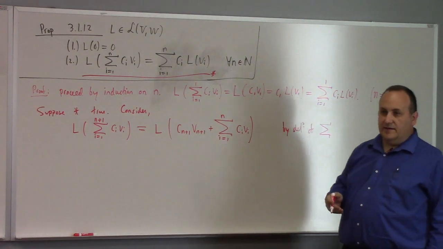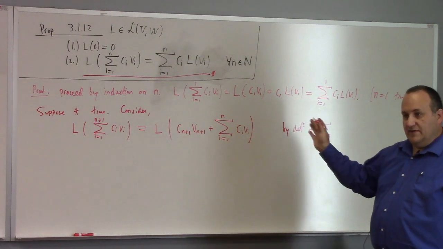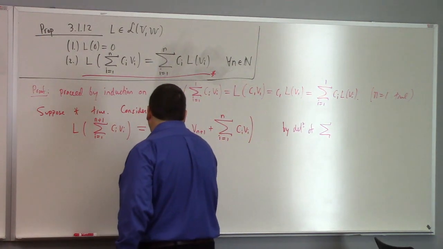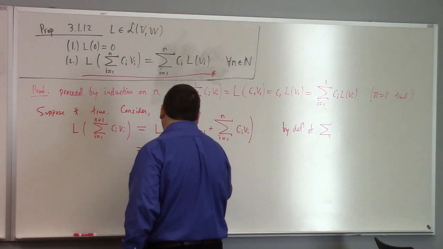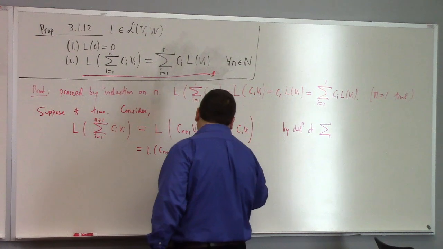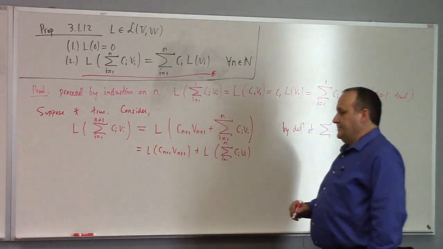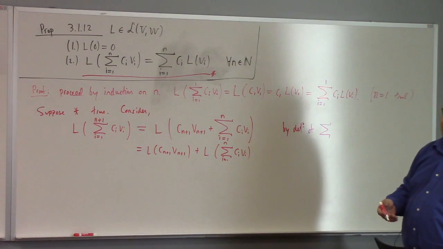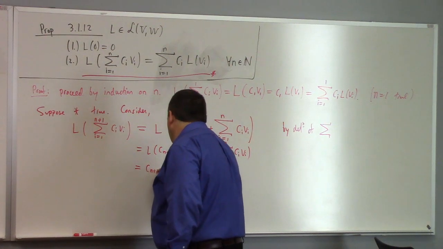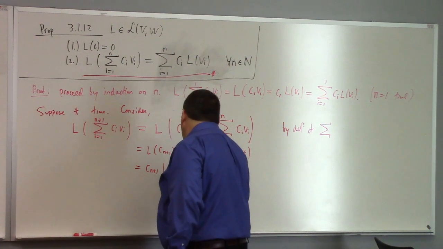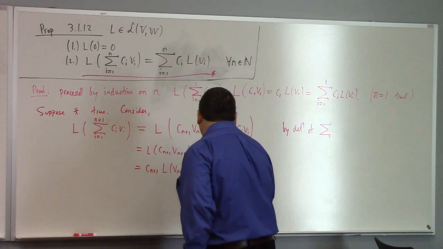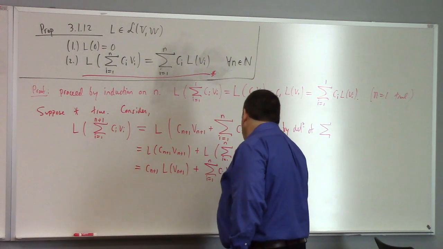Then what can I do? I can use additivity of the linear transformation, right? So this gives me L of c_{n+1} v_{n+1} plus L of the sum i equals 1 to n of c_i v_i. But then I can use homogeneity to pull out the c_{n+1}, and then I've got L of v_{n+1}, right? But I can also use the induction hypothesis on the other piece to get the sum i equals 1 to n of c_i L of v_i.